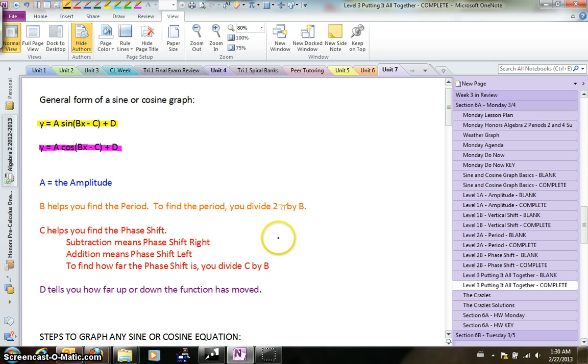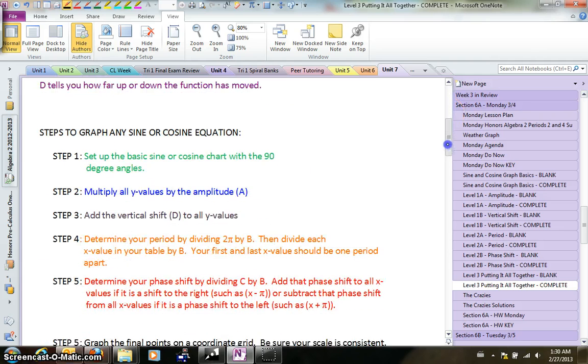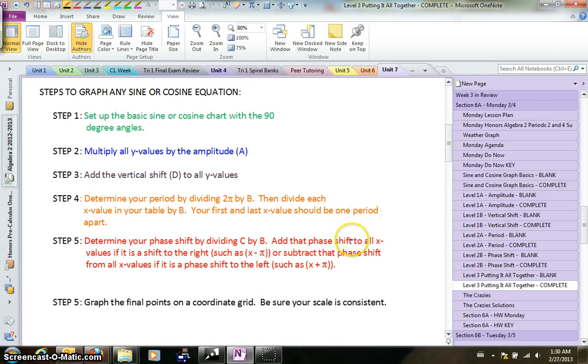C helps us find the phase shift. Remember that subtraction would mean we phase shifted to the right. Addition means we phase shifted to the left. And actually how far the phase shift is, we take C and divide it by B. So these are problems we've done before. You can look at previous videos if you need to, but the idea is we're putting some letters behind each of the pieces of the equation now. And finally, D tells you how far up or down the function has moved. It's your vertical shift.